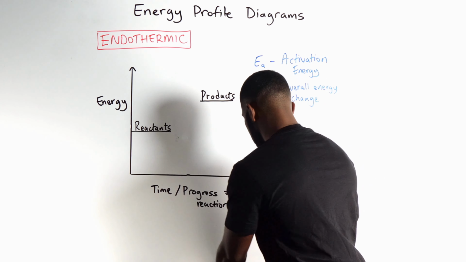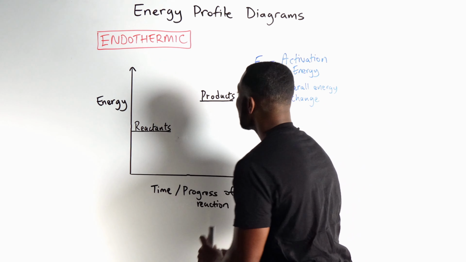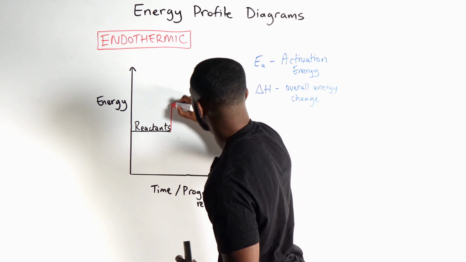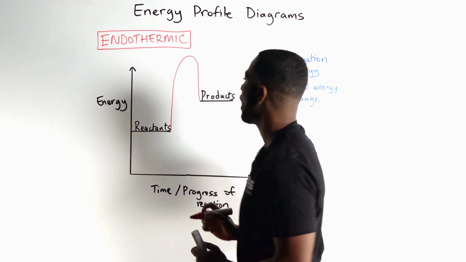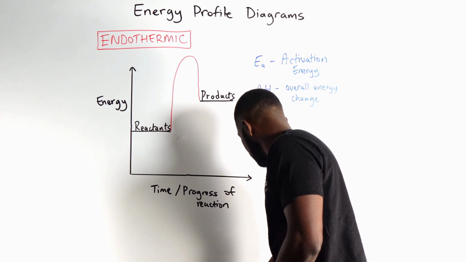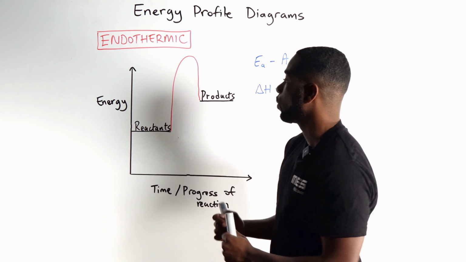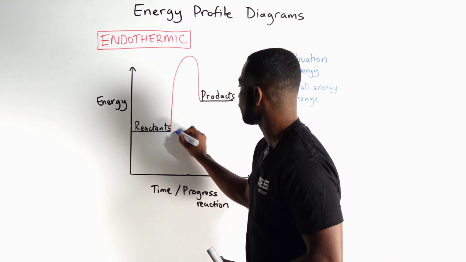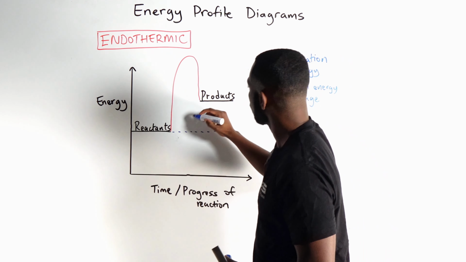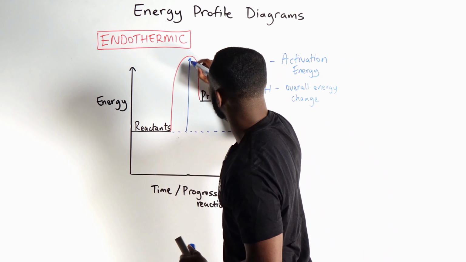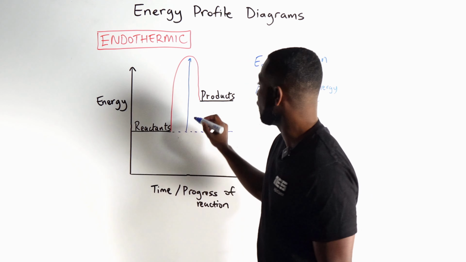And same as before, you have to draw a nice curve starting from your reactants and ending at your products like so. And the labels are exactly the same. We start from the reactants to the top of our curve there, and that is the activation energy.